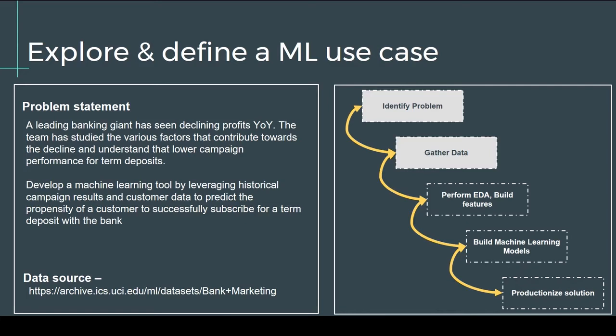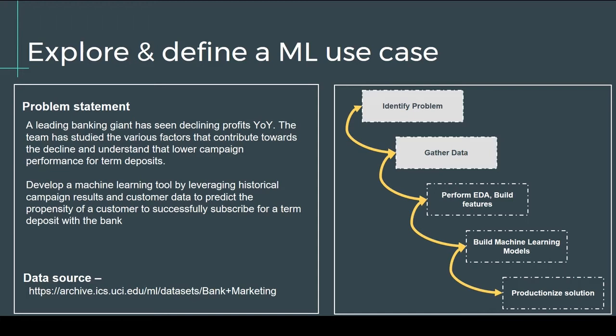So what they've seen is the marketing team is not really doing a good job. The kind of campaigns they're doing have pretty low conversion rates, and because of lower conversion rates, subscription towards term deposits is decreasing, and that has eventually led to lower profits. So this is the context for the problem, and your solution would be to develop a machine learning tool by leveraging historical campaign results and customer data to predict the propensity of a customer to successfully subscribe for a term deposit with the bank.